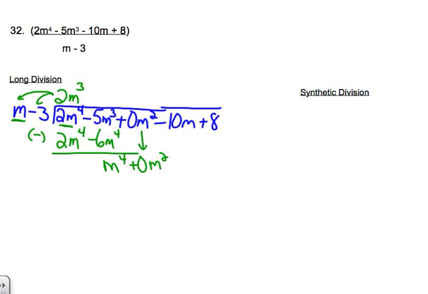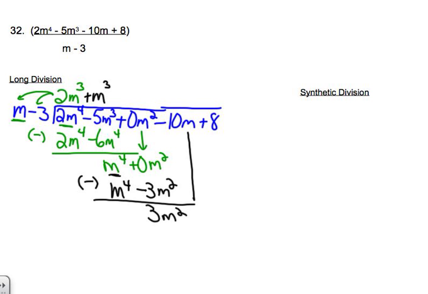Now you look at m and m to the 4th here. M times m cubed gives m to the 4th. M cubed times negative 3 is negative 3m squared. We subtract. M to the 4th minus m to the 4th is 0. 0 minus a negative 3 is a positive 3m squared. Bring down the next term, which is negative 10m.